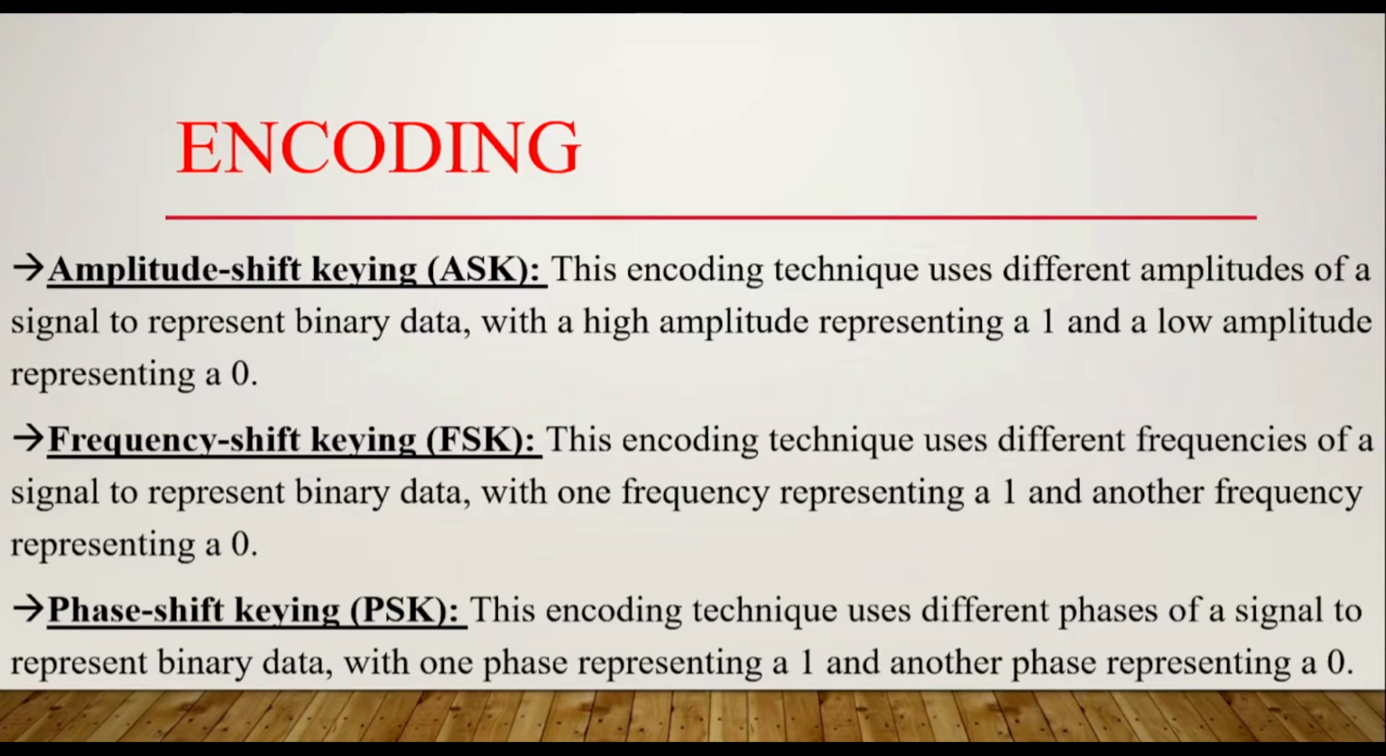Amplitude shift keying. This encoding technique uses different amplitudes of a signal to represent binary data, with a high amplitude representing a 1 and a low amplitude representing a 0. Frequency shift keying uses different frequencies of a signal to represent binary data, with one frequency representing a 1 and another frequency representing a 0. Phase shift keying uses different phases of a signal to represent binary data, with one phase representing a 1 and another phase representing a 0.